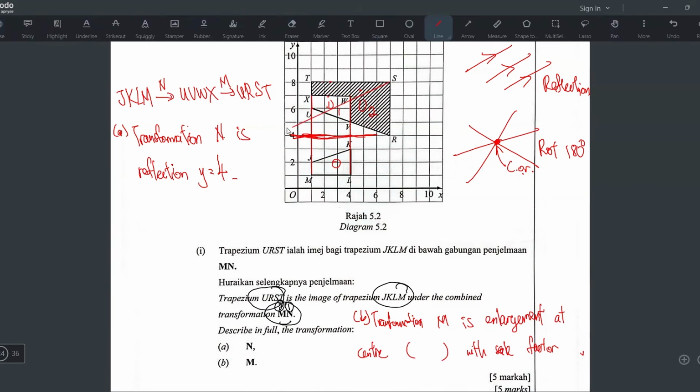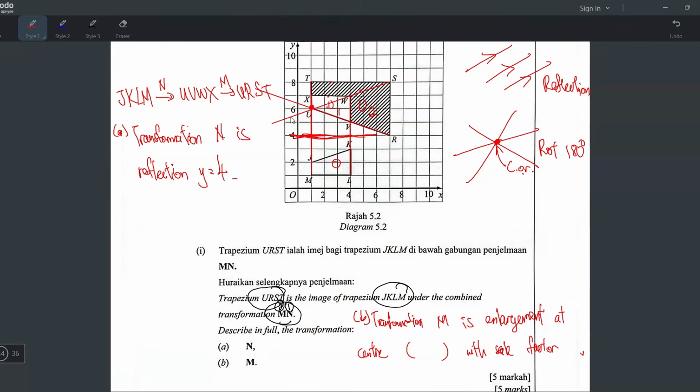So S to W, R to V, T to X, V to U. As you can see, all the lines will intersect at one point, and that point right there is the center of enlargement. Is this one? It's point U. Yeah, and it makes sense, because if you look at U, before enlargement it is U, after enlargement also U. So this is the center.